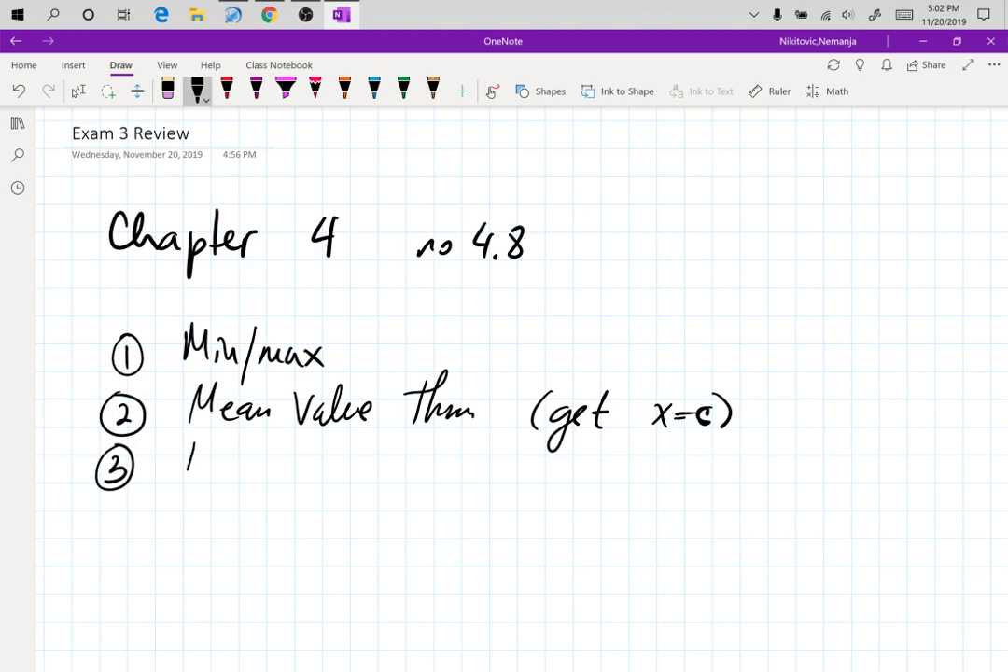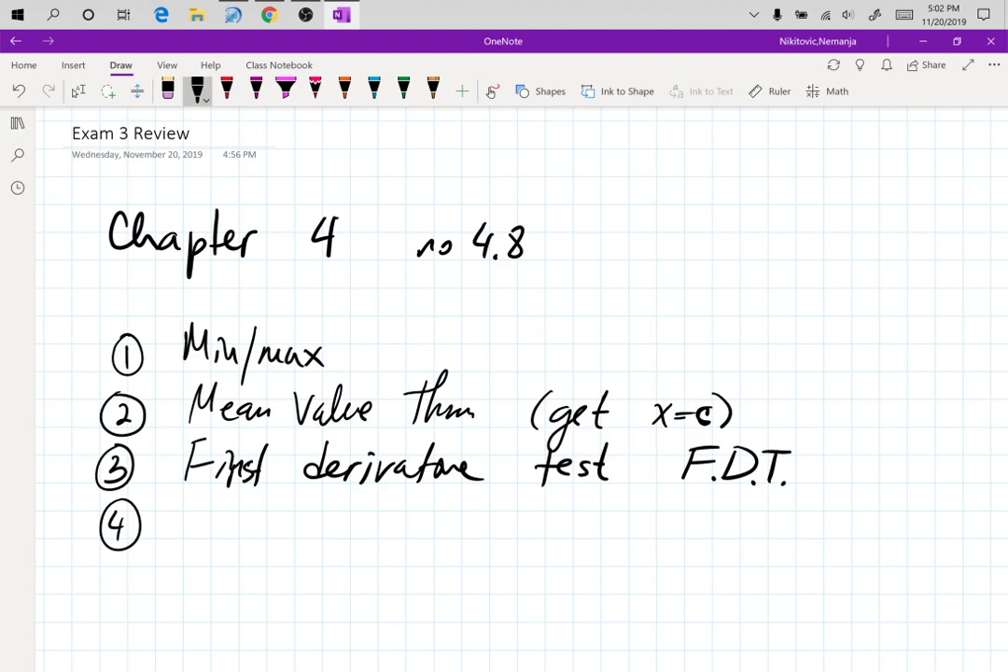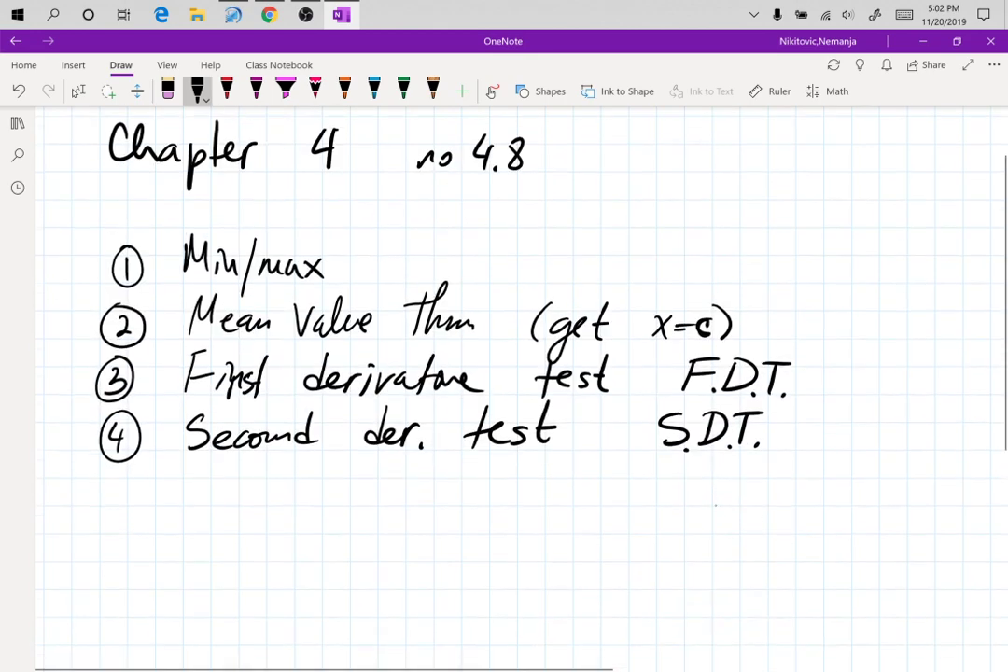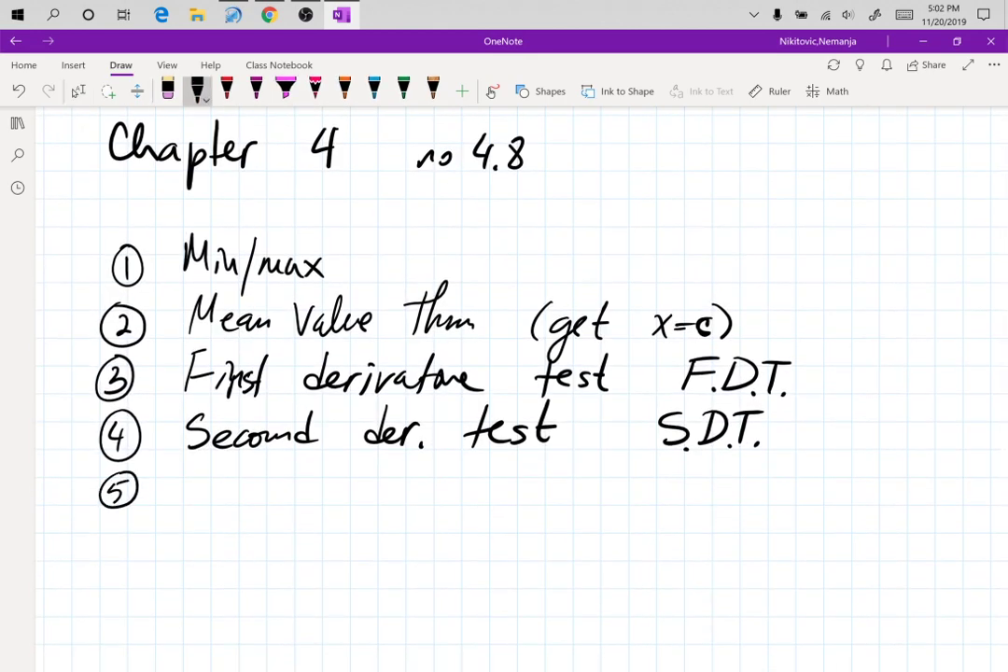Number three, first derivative test, also known as FDT. So a problem on that. Separate problem, different function, no connection to this one. Number four, second derivative test, SDT. Number 5, graphing.